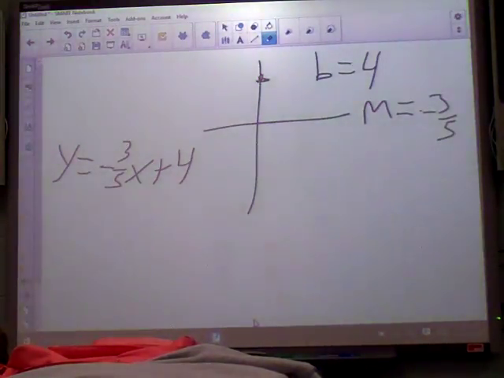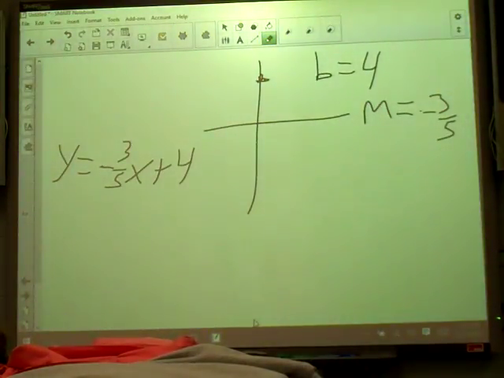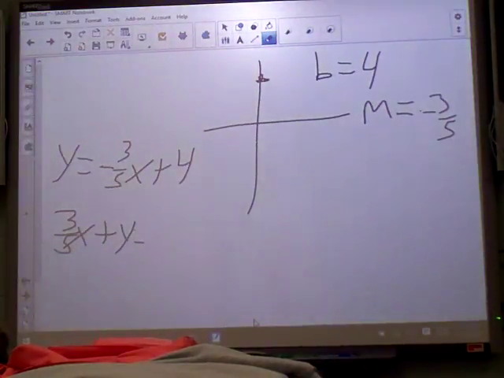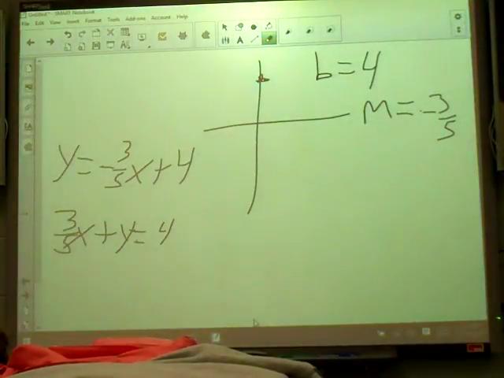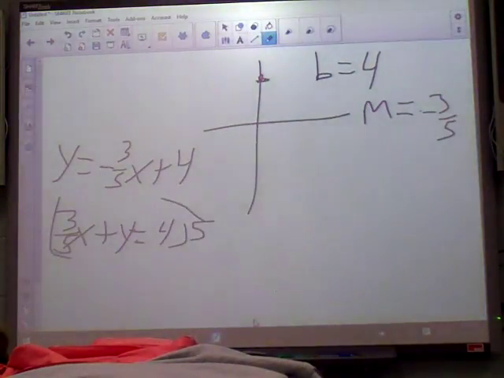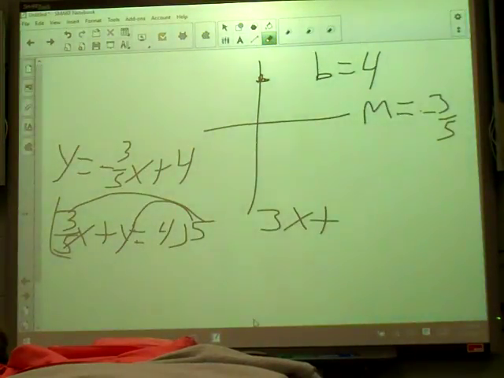Now to get it in standard form, I'm going to move that -3/5 x over. So I'm going to add it. So I'm going to have 3/5 x plus y equals 4. Now I'm in standard form, but none of my choices have a fraction. So how do I get rid of a fraction of 5, a denominator of 5? Multiply it all by 5. So that's going to make that cancel out. It'll be 3x plus 5y equals 20.